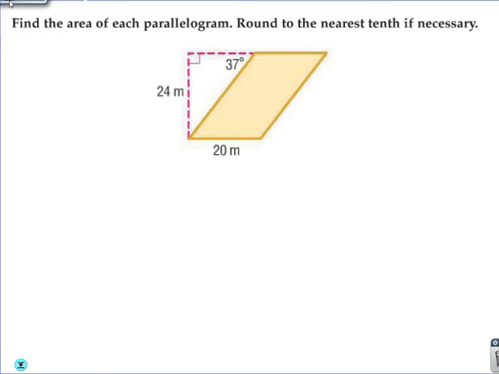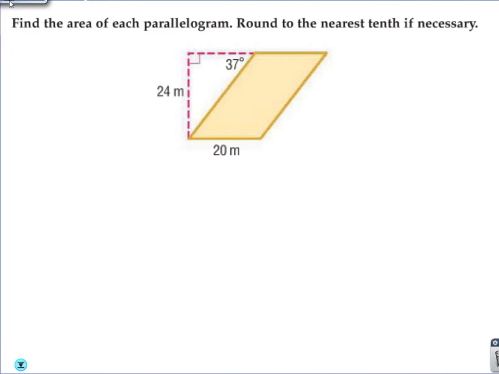Okay, on this one, notice it's not a 30-60-90. It's not a 45-45-90. We're going to have to use trig for sure on this. We can't use those shortcut rules. They try to trick us, right? Area is equal to base times height.